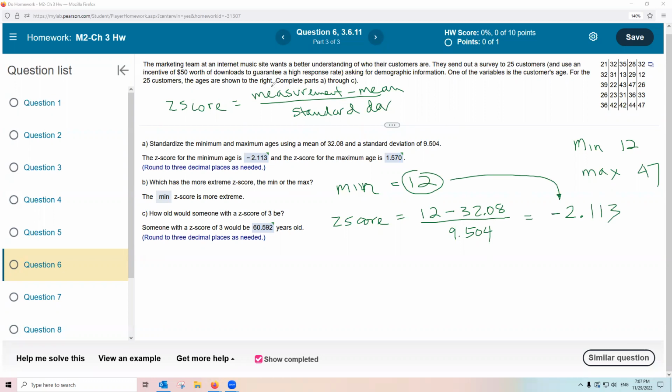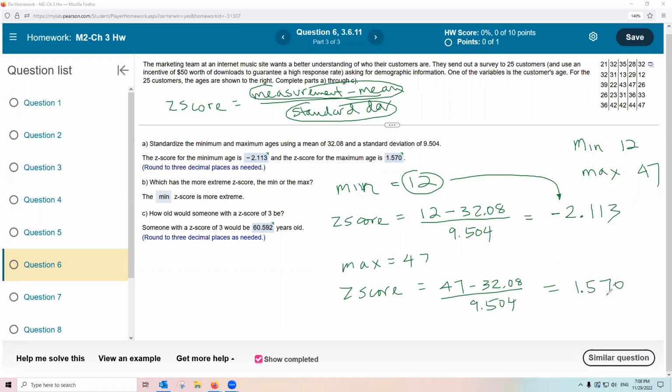So a z-score is really telling you how far the measurement is from the mean relative to the number of standard deviations. Let's do the same thing for the max. The max is 47. So for that z-score calculation, I'm going to take the measurement 47, subtract the mean 32.08, divide by the standard deviation, work this out on my calculator, I'm getting 1.570. So that means the max of 47 is about 1.57 standard deviations above the mean.